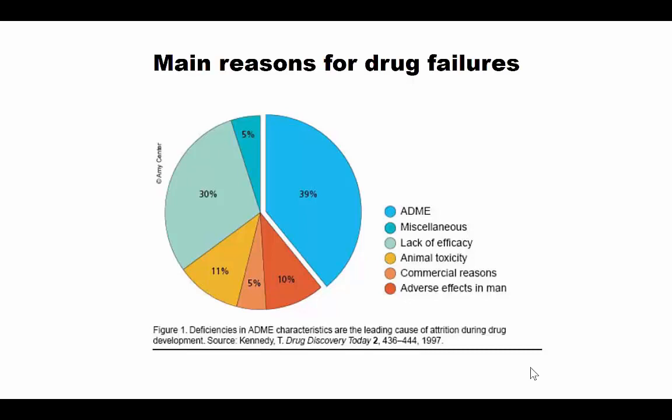Let's look at a little of the macro view. There was a study looking at the main reason for the failure of drug development. If you look at this pie chart, which one is the biggest? The biggest one here on the right side: 39% of those drug candidates failed because of ADME problems. So naturally we are curious, what is ADME?